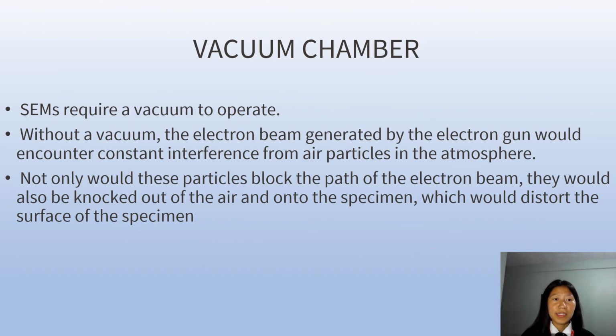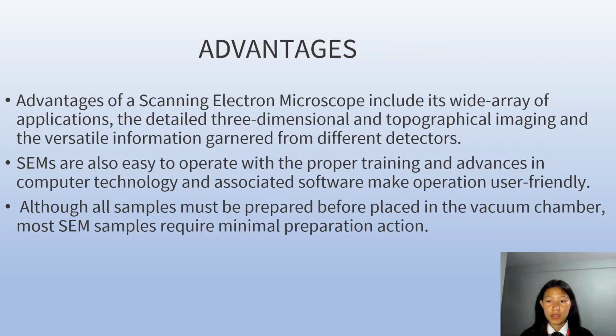Vacuum chamber. SEMs require a vacuum to operate. Without a vacuum, the electron beam generated by the electron gun would encounter constant interference from air particles in the atmosphere. Not only would these particles block the path of the electron beam, they would also be knocked out of the air and onto the specimen, which would distort the surface of the specimen.